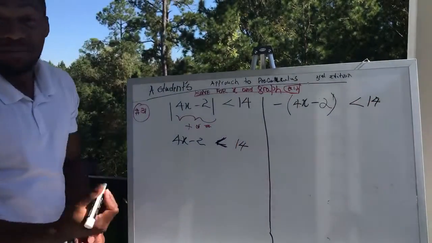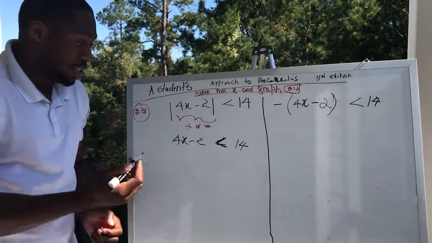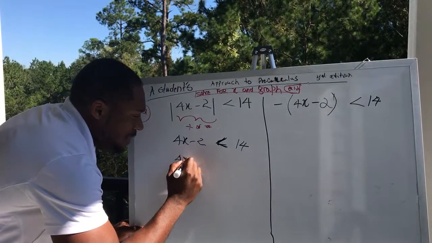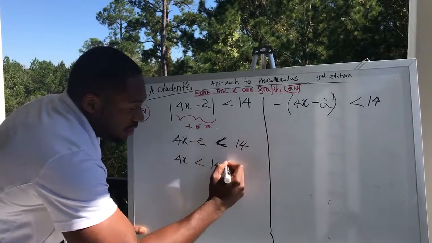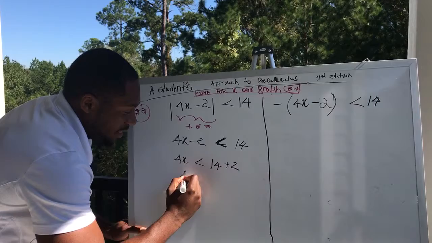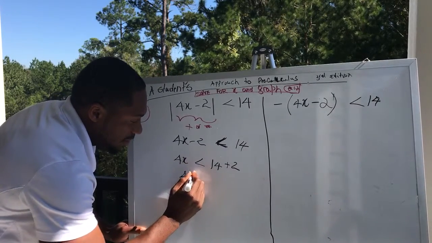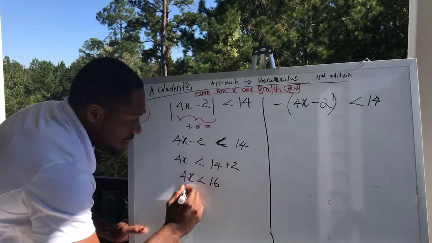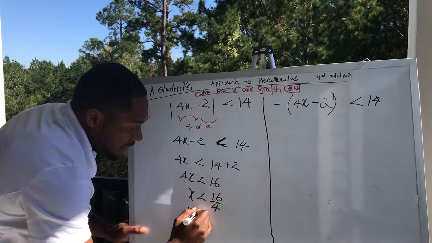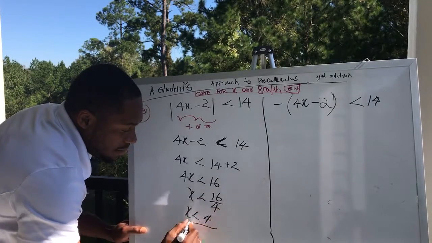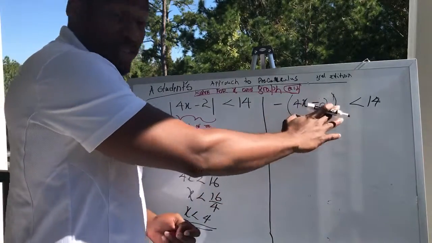So we're going to have to solve both sides of the inequality and then come up with a solution. So 4x minus 2 less than or equal to 14. The negative 2 changes sign, so 4x is less than or equal to 16. X is less than or equal to 16 divided by 4. X is less than or equal to 4. That's one solution.